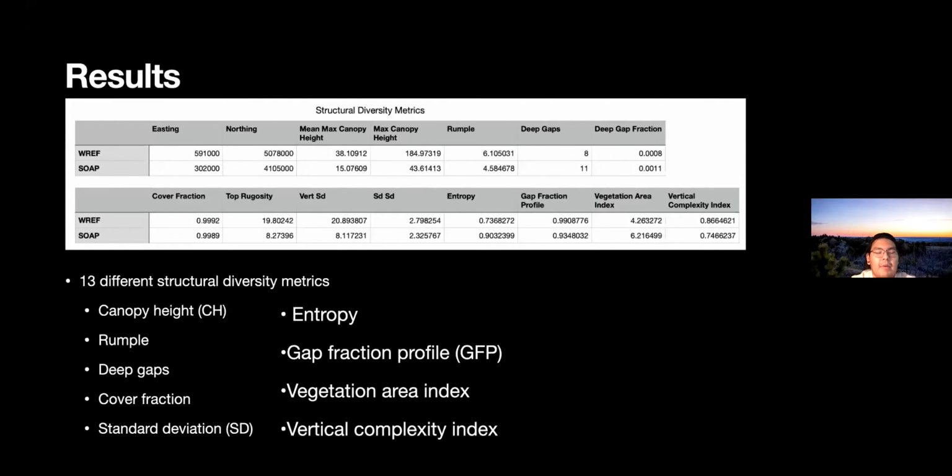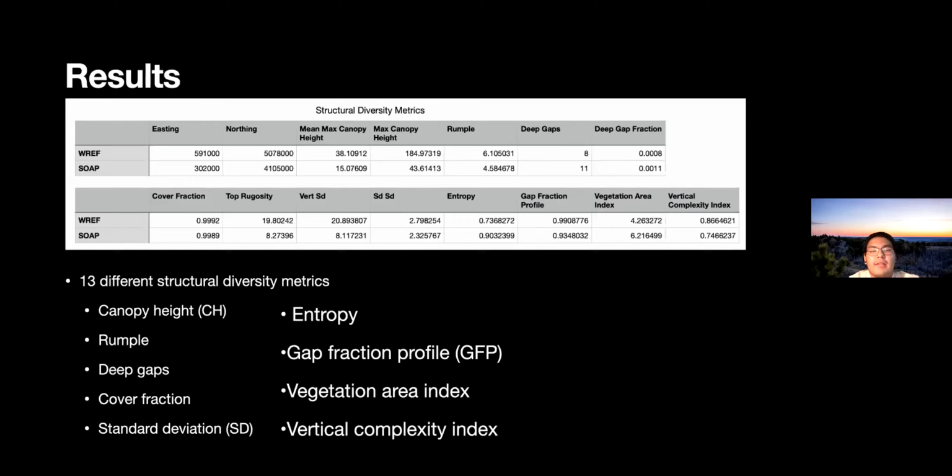And so once we did the 13 structural diversity metrics, we combined them into a single table. And you can see that the Wind River Experimental Forest has a higher mean max canopy height, where they're 38, and everything is in meters. I should have specified that earlier. But they're almost twice as tall as the Soaproot ones for the mean max.